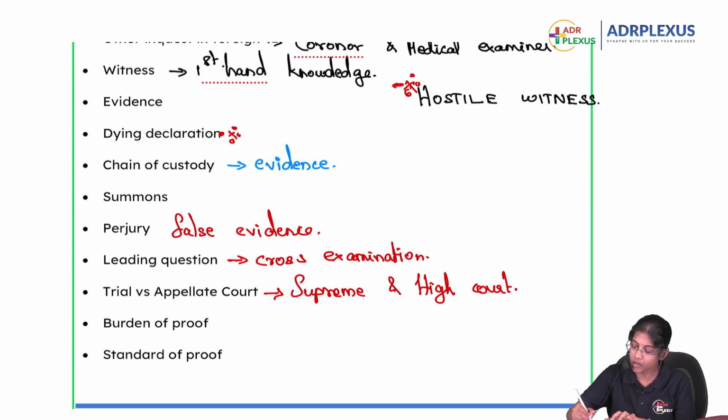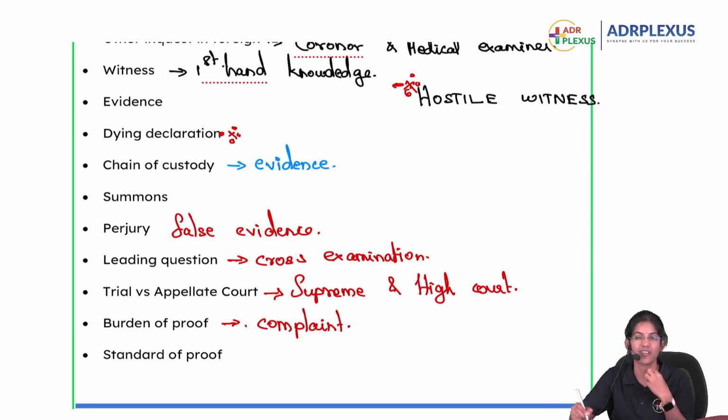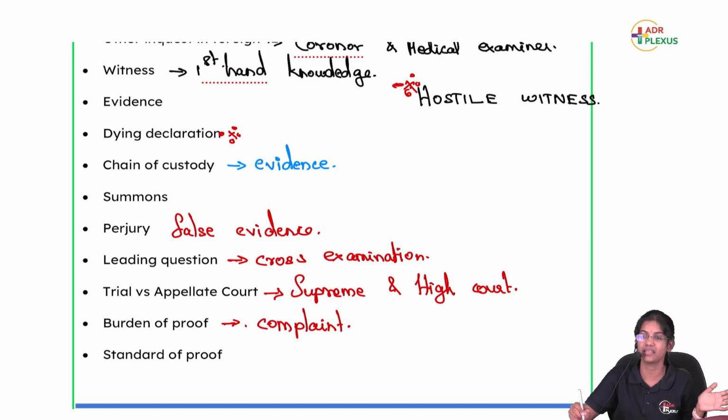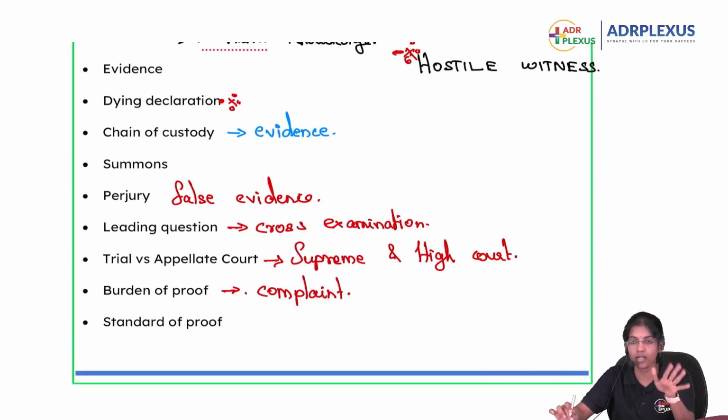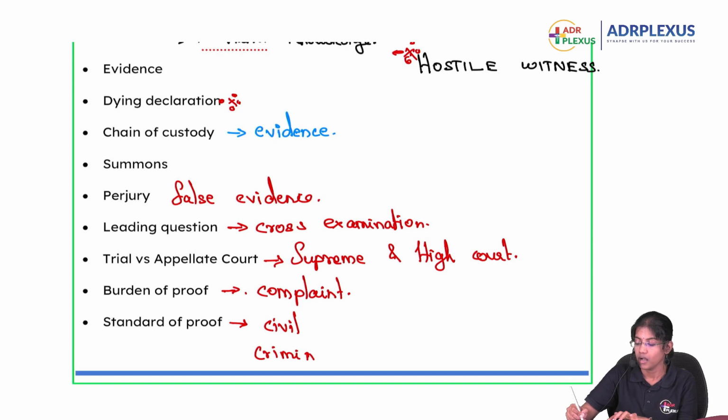Burden of proof is always with the person who makes the complaint. There's a layman's law, which is so obvious. Then it will shift to the other person, which in medical we will see again. In the evening session, we will see res ipsa loquitur. But right now, remember that the burden of proof is with the person who complains. Standard of proof depends on civil and criminal.